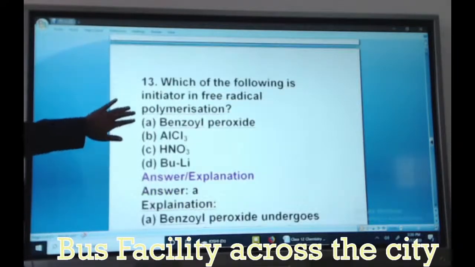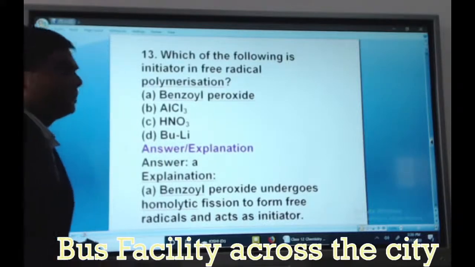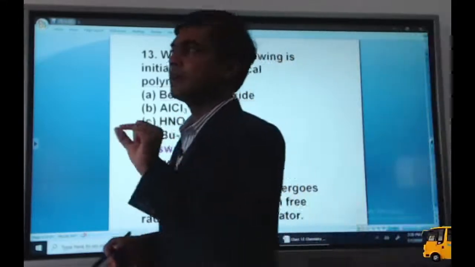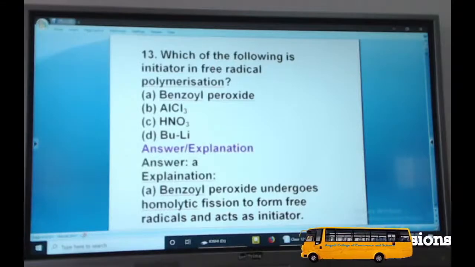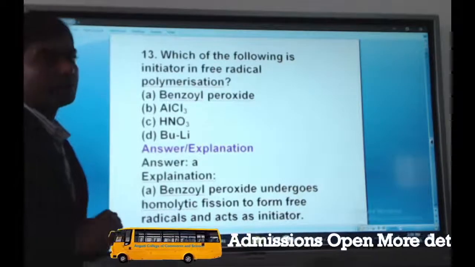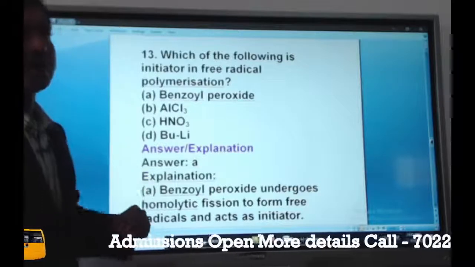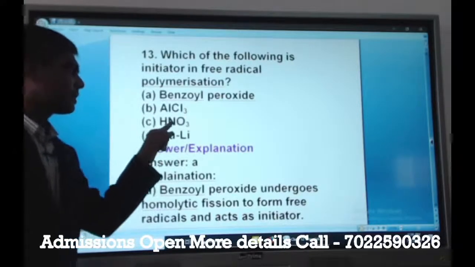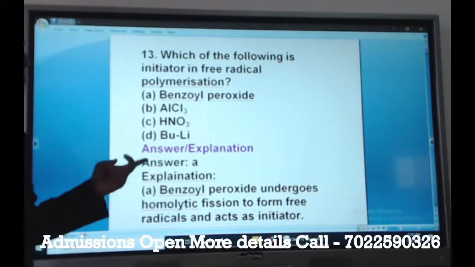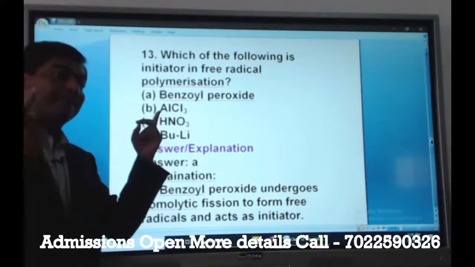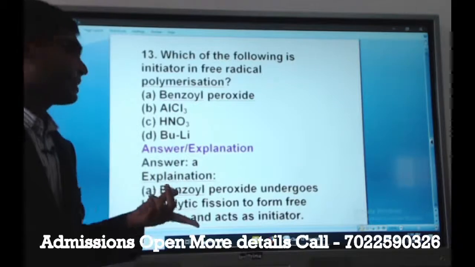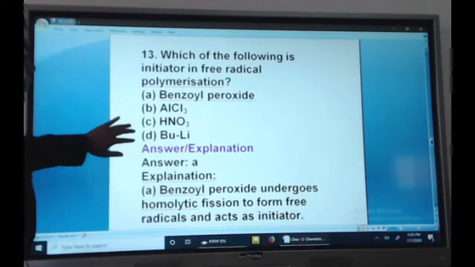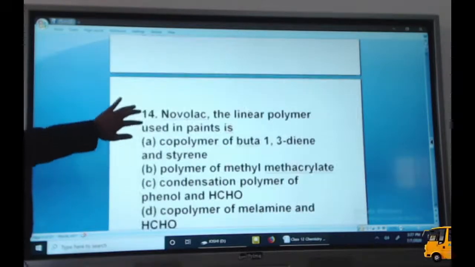Now, which of the following is an initiator in free radical polymerization? As in the introduction, I told you radical, dot, that is an electron. How to generate that radical is by using some compound, and now he is asking the same question: which reagent is used as an initiator in free radical polymerization? Benzoyl peroxide, AlCl3, HNO3, butyl lithium. AlCl3 is used to generate electrophile. HNO3 is used in nitration. Butyl lithium is used for reduction. So the answer is benzoyl peroxide, which will help to initiate the free radical reaction.